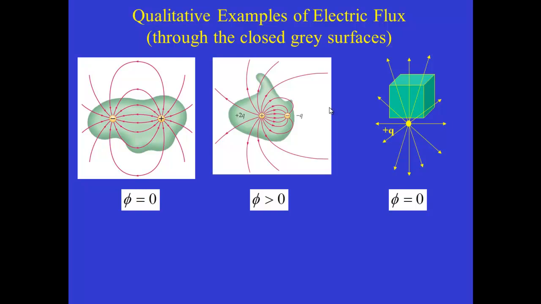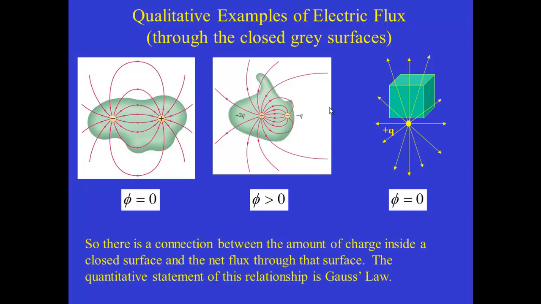So these three cases give us some idea that the flux through a closed surface is related to the total charge inside the surface. On the far left and on the far right, we see closed surfaces that have 0 net charge. Therefore, they have 0 net flux. Whereas in the middle, there is a net charge on the inside that's positive, and therefore there's a net outward flux. So a quantitative statement of this rather qualitative observation is something that we call Gauss's law.